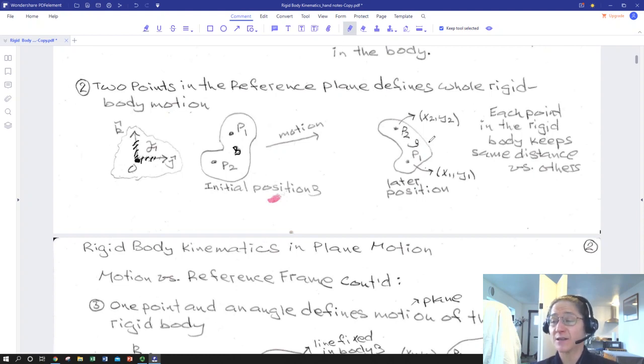It translated. It moved in what looks like the J hat direction, and it looks like it rotated. It kind of flipped around. This point P kind of moved this way, and it's now at the top. So it underwent both translation and rotation. So we can now define the later position of P1 and P2 relative to that point O.